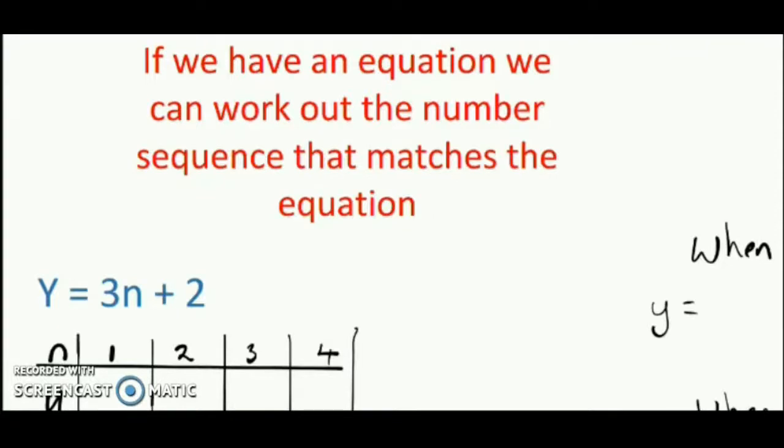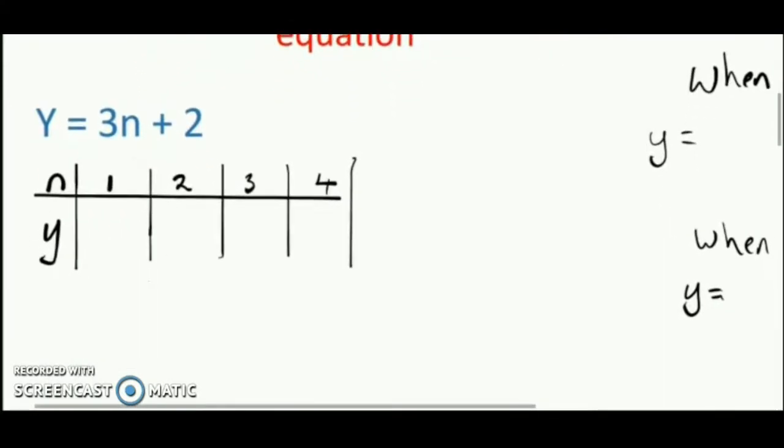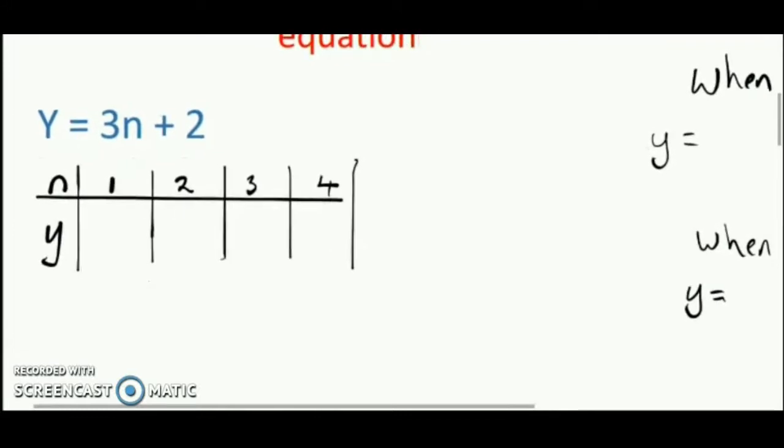In this tutorial, part 3 of 6, we're looking at how we can get a number pattern from an equation. So we have the equation, we can work out the number sequence that matches the equation. Okay, so here's an example. We've got y equals 3n plus 2. So n is the number in the sequence: the first number in the sequence, the second number in the sequence, the third, etc.